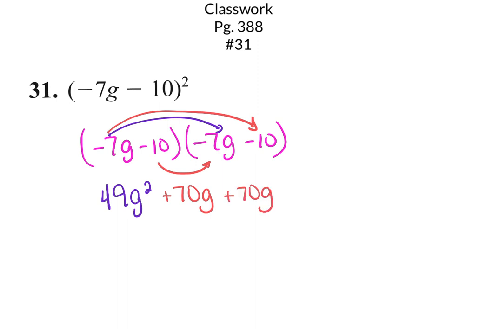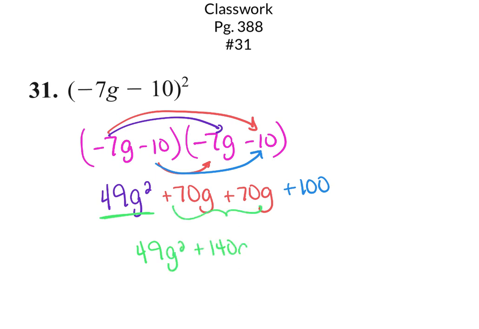Remember, when you have something like this, your outer and inner terms will be the same thing, all right? They will be the same positive, negative as well, okay? And then my last terms, negative 10 times negative 10, positive 100, yes? All right, can this combine with anything? No, 49g squared. What happens here? 140g. All right, what's the last one? Can he combine? No, he cannot combine.